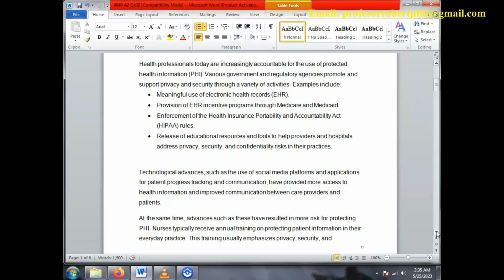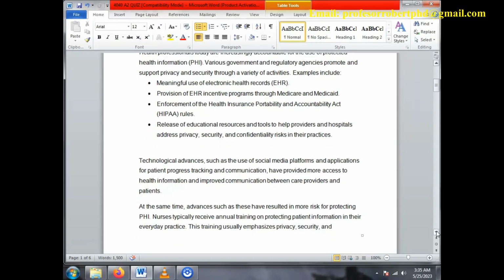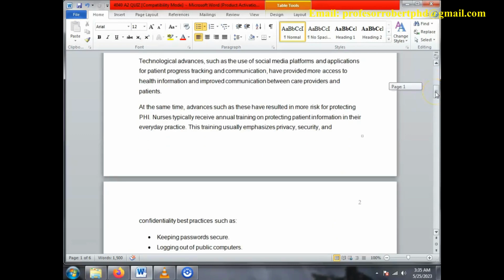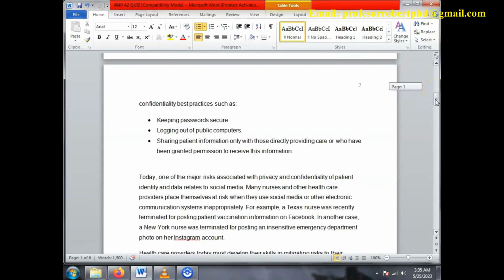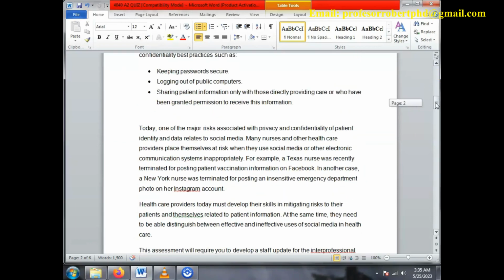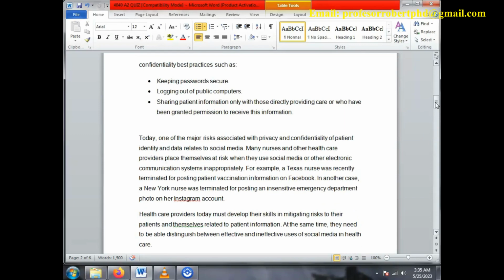Nurses typically receive annual training on protecting patient information in their everyday practice. This training usually emphasizes privacy, security, and confidentiality best practices such as keeping passwords secure, logging out of public computers, and sharing patient information only with those directly providing care or who have been granted permission to receive this information.